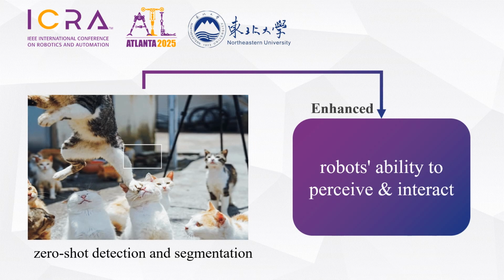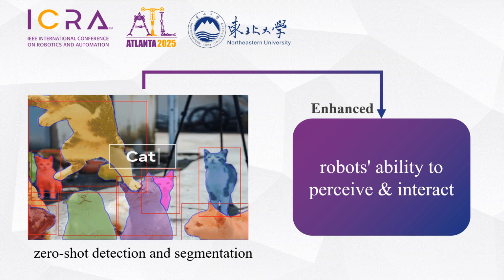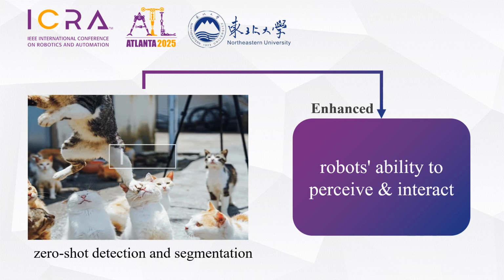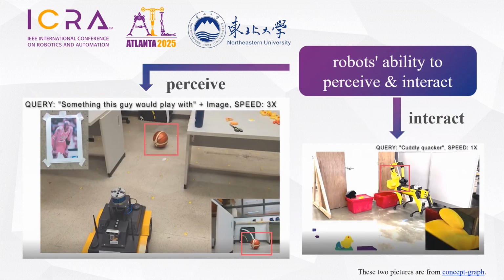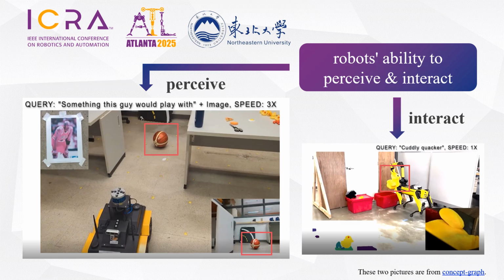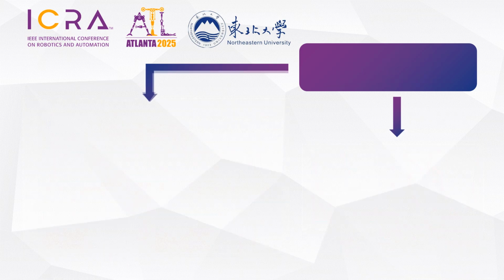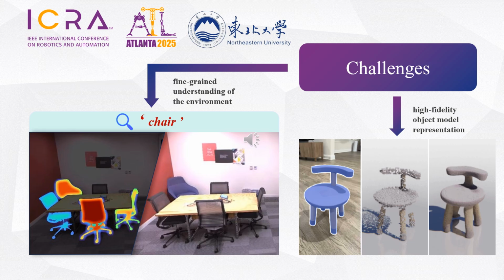The continuous advancement of zero-shot detection and segmentation technologies has significantly enhanced robots' ability to perceive and interact with complex environments. This allows robots to flexibly adapt to undefined environments without relying on predefined object or scene databases, demonstrating notable improvements in autonomy and adaptability. Next, we will introduce our method.